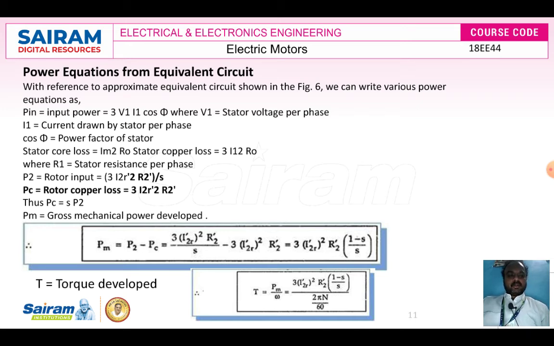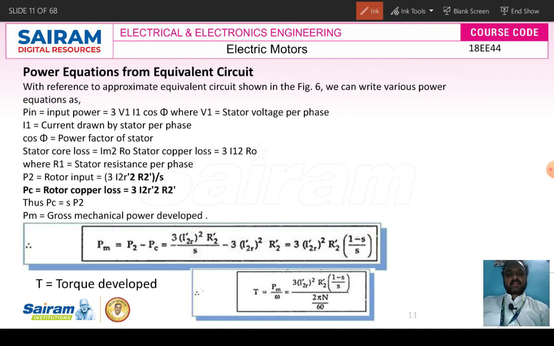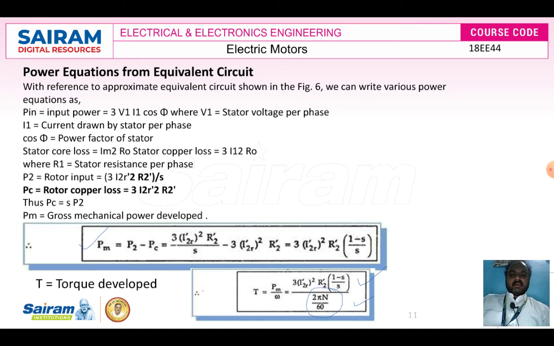And torque developed in the induction motor is the ratio of mechanical power developed to angular velocity. The mechanical power developed we already got from the above equation, Pm, and the angular velocity is generally 2 pi N by 60. So 3 into I2' whole square R2' into (1 minus S) by S is the numerator, divided by 2 pi N by 60, the denominator. So these are the power equations from the equivalent circuit.